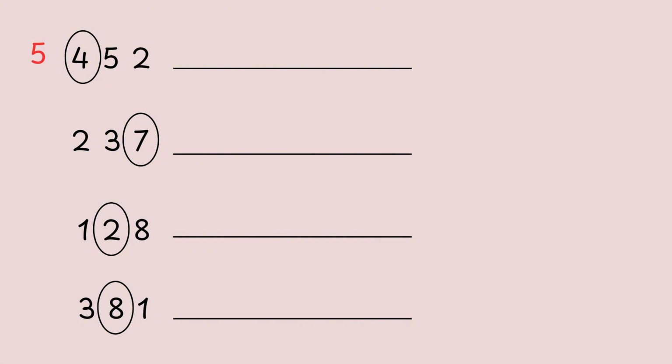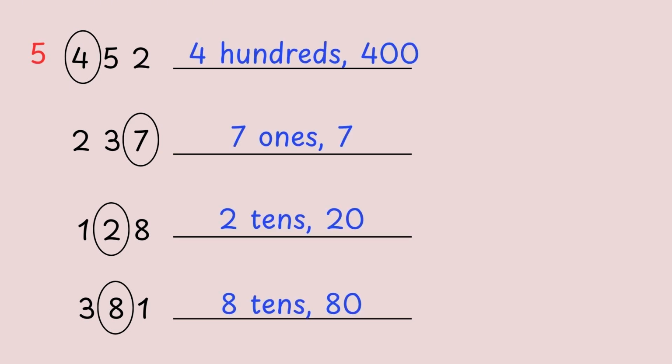And the next one is 452. The digit 4 is wearing the ring. Let's look at where it lives. It's in the hundreds place, so we write 400. The next one is 237. This time, the ring is around the 7 at the very end. That's the ones place, so its value is 7 ones.